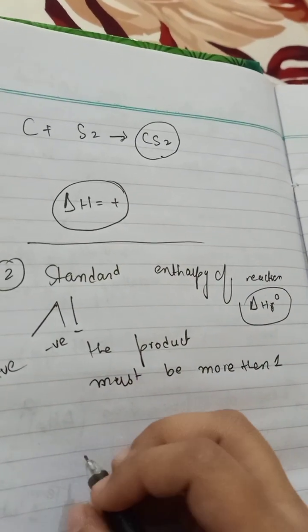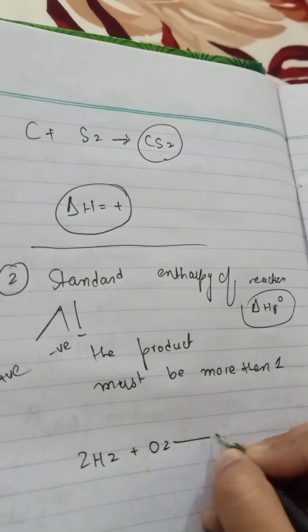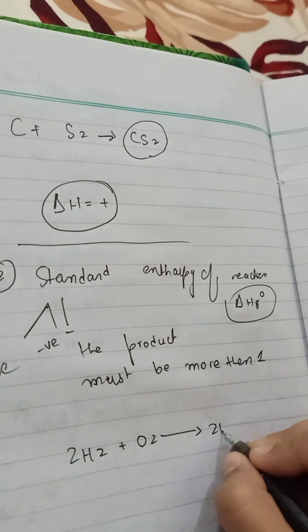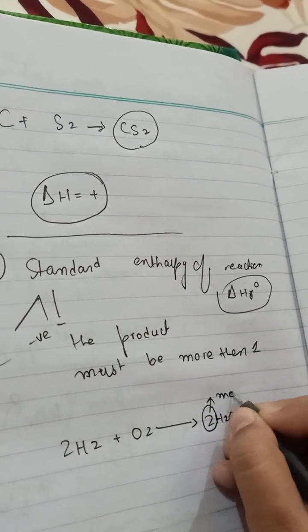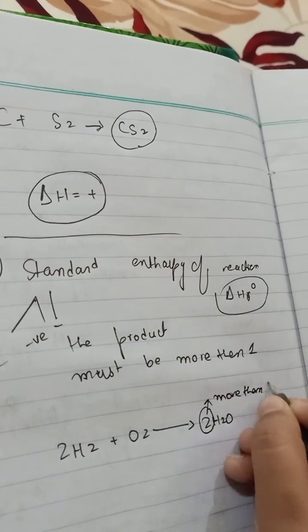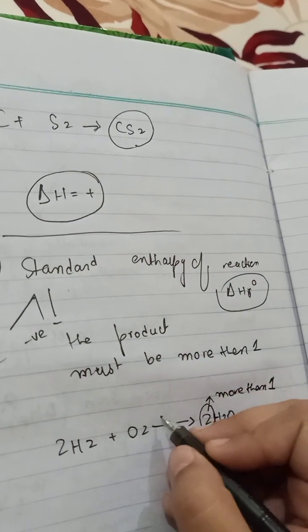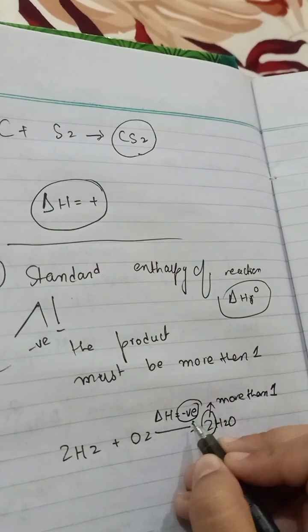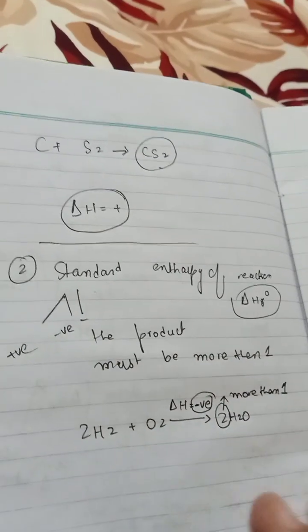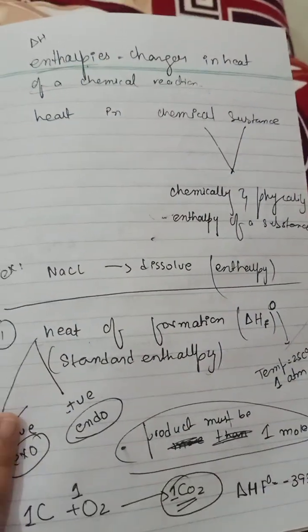So for example, here I'm having this reaction, and here is the formation of this. Here you can see that the mole is more than one. So you can say that this is the standard enthalpy of the reaction, and it is an exothermic reaction in which heat is released, so that's why it has a negative sign. So here I have discussed two types of enthalpies. Four types are remaining that I'm going to discuss in the next video.